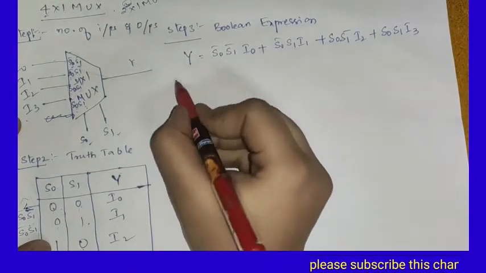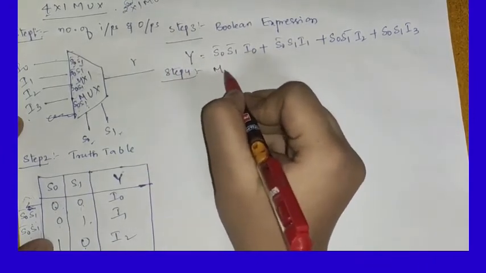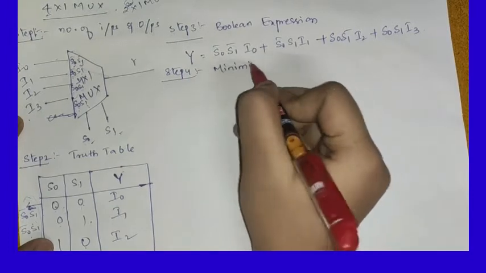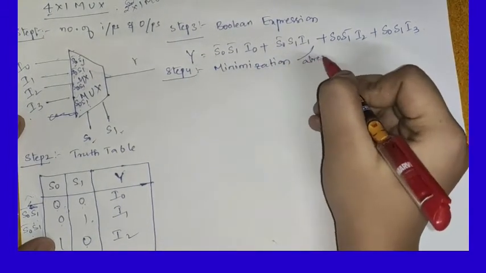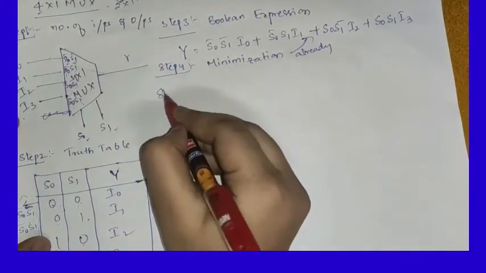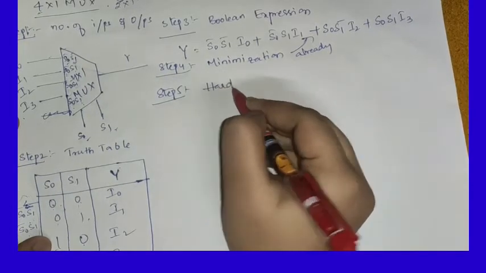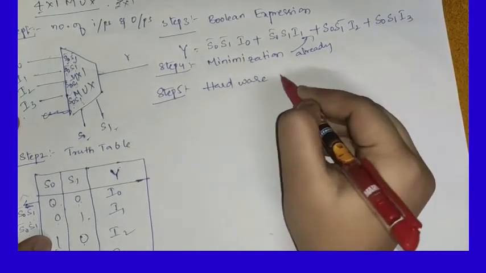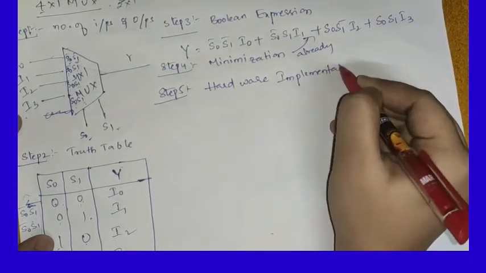After obtaining the Boolean expression, step 4 is minimization. It is already minimized, so no minimization is required here. Step 5 is hardware implementation, or drawing the logical diagram.